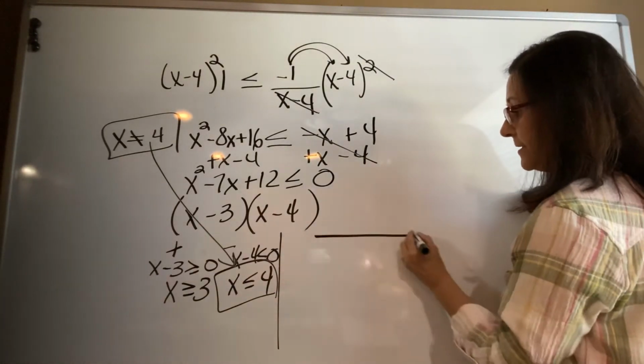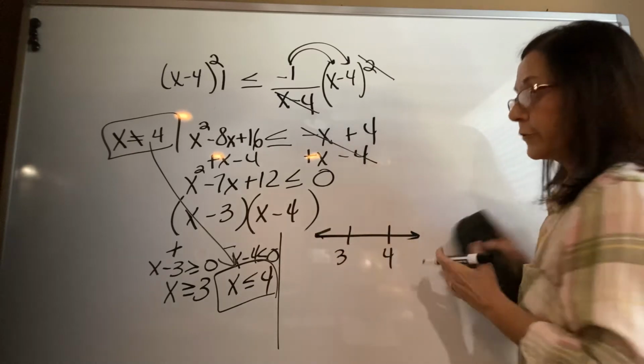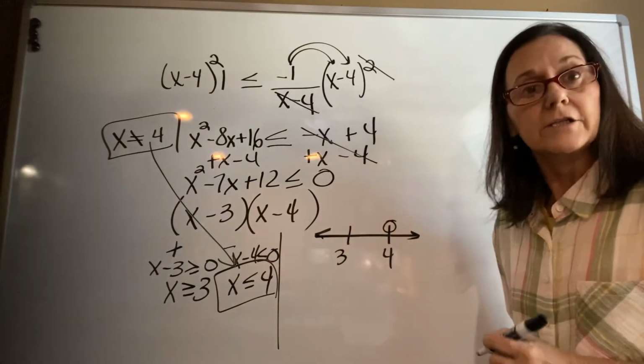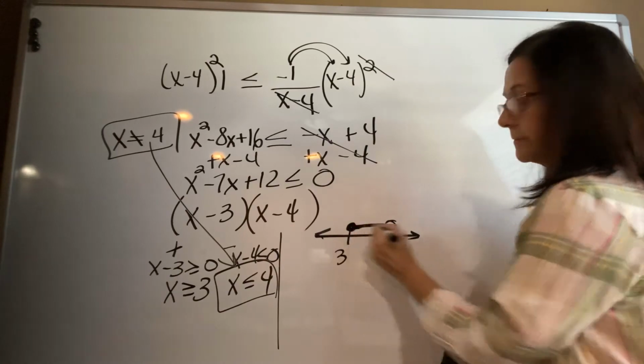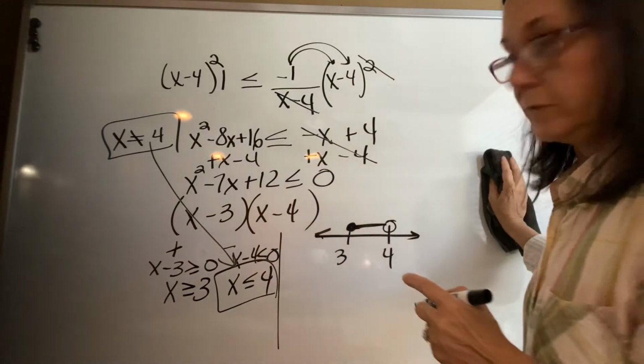So if I graphed it, it's just the values from 3 to 4, but because of this denominator, my indicator on 4 is going to be open, but on the 3, it's going to be closed. All right, so now let's look at example 2 in the book.